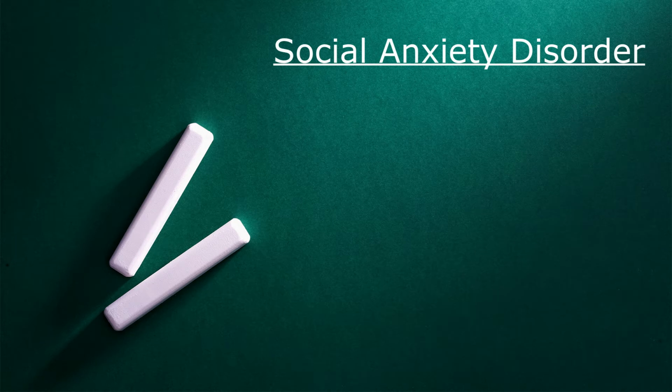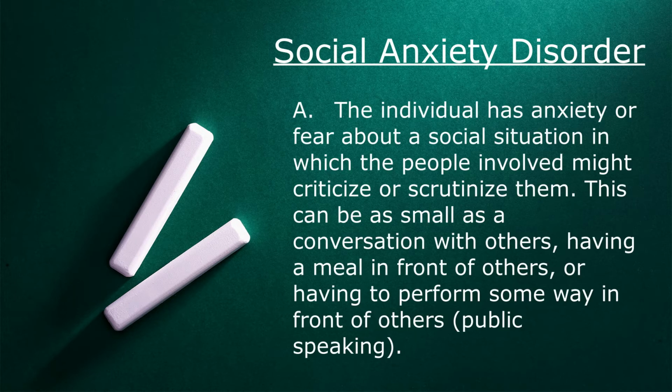Let's go over the symptoms of social anxiety disorder, which are found in the DSM-5. So the first symptom of social anxiety disorder is A, the individual has anxiety or fear about a social situation in which the people involved might criticize or scrutinize them. This can be as small as a conversation with others, having a meal in front of others, or having to perform in some way in front of people, such as public speaking.